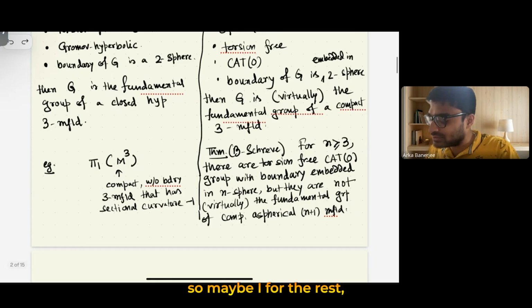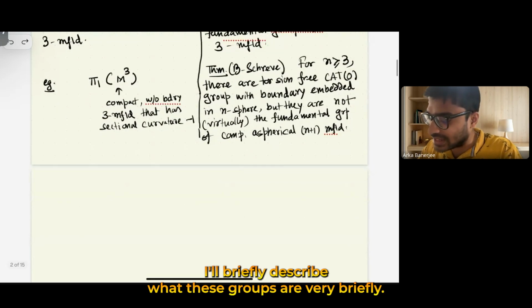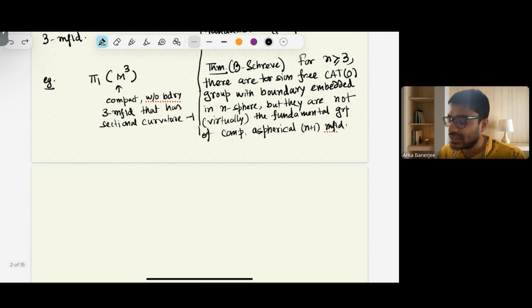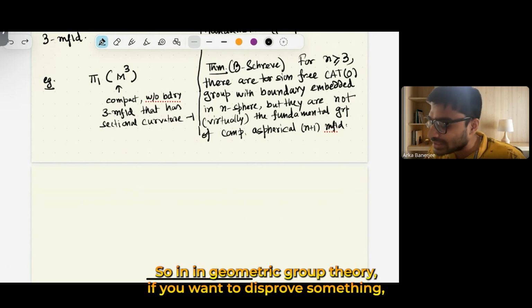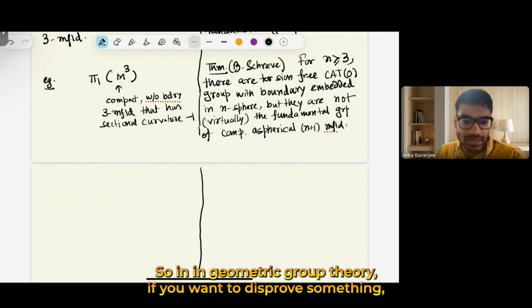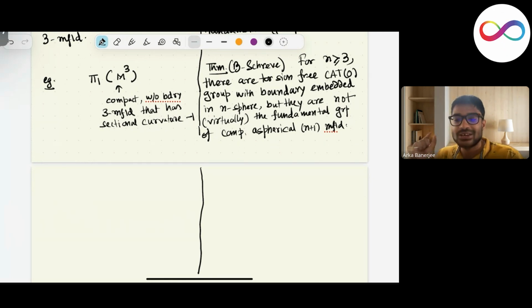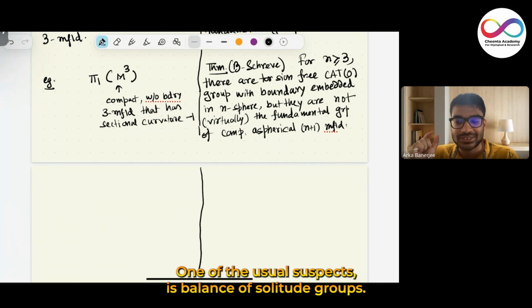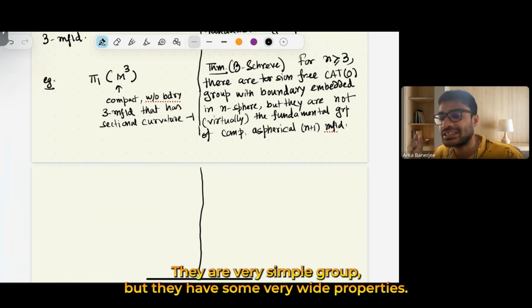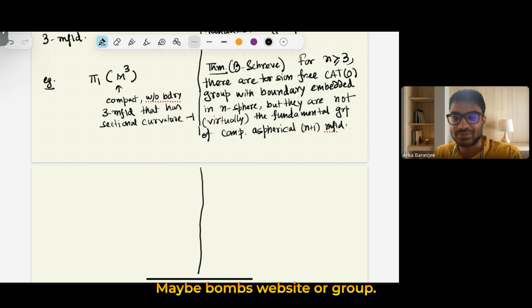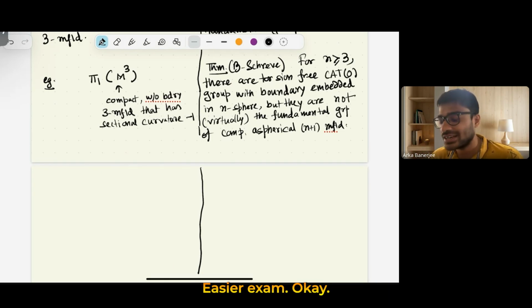So maybe for the rest, I'll briefly describe what these groups are, very briefly. In geometric group theory, if you want to disprove something, there are some usual suspects. One of the usual suspects is Baumslag-Solitar groups. They are very simple groups, but they have some very wild properties. If you want to disprove something, you should try it on a Baumslag-Solitar group. Maybe a Baumslag-Solitar group is your example.